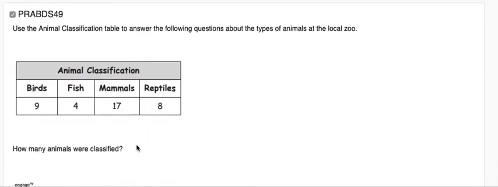For our next problem, it says how many animals were classified. Now this table is called Animal Classifications. So we have birds, fish, mammals, and reptiles. This is a fancy way of asking how many are here altogether, since the table is called Animal Classification. It's all the numbers here. So what I can do is add up all of the numbers.